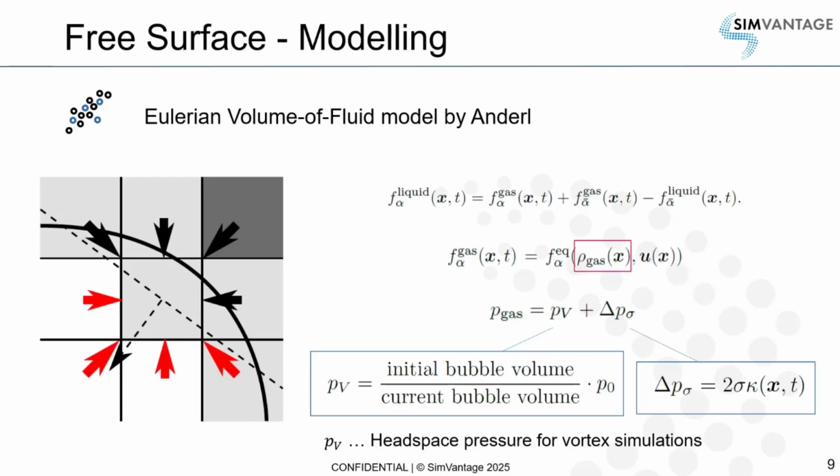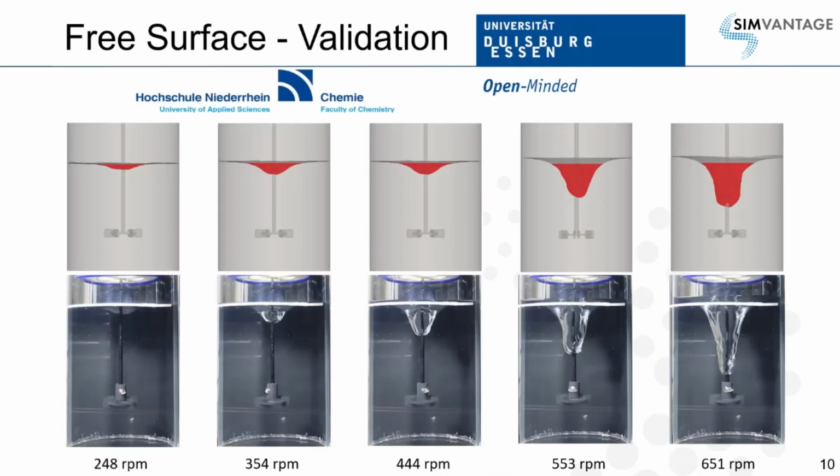Don't mind all the formulas, but the problem is that we use such density distribution functions, and if we have interface nodes, these density distribution functions coming from the gas phase are missing, and therefore we have to calculate them, and we calculate them with the headspace pressure, or in case of bubbles with the initial volume versus the current bubble volume and their initial pressure, and also the curvature of the interface, because an increased or a sharper curvature increases the pressure on this interface because of the surface tension.